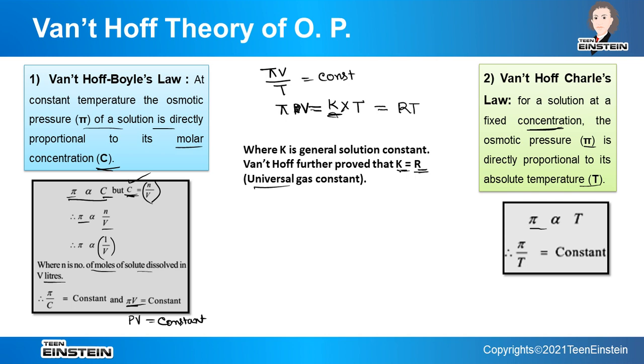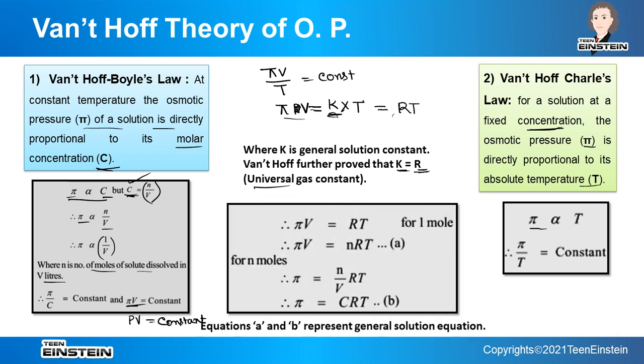So if these two are the same, now these two are completely analogous to each other. Okay, so pi V is equal to RT. This is for 1 mole, but if we say that there are n number of moles, now the equation will be pi V equal to nRT. Okay, we can also write it as pi equal to n by V RT, and n by V is nothing but concentration. So two expressions we can write here, pi is equal to CRT or pi V equal to nRT, depending on which value is given in the numerical, whether concentration is given or volume is given. So these two equations, that is equation A and B, represent the general solution equation. In case of gas, what we say, general gas equation.